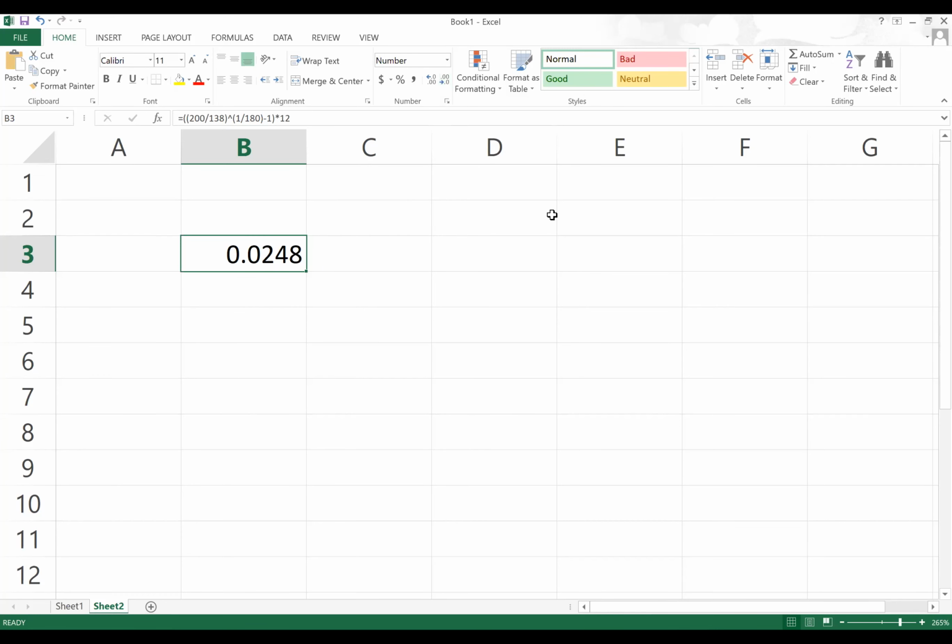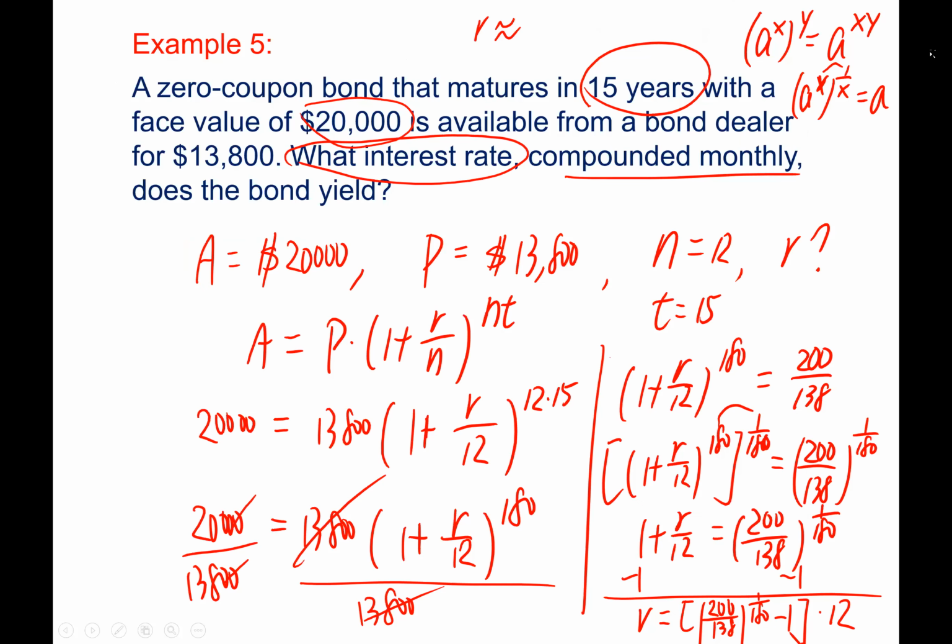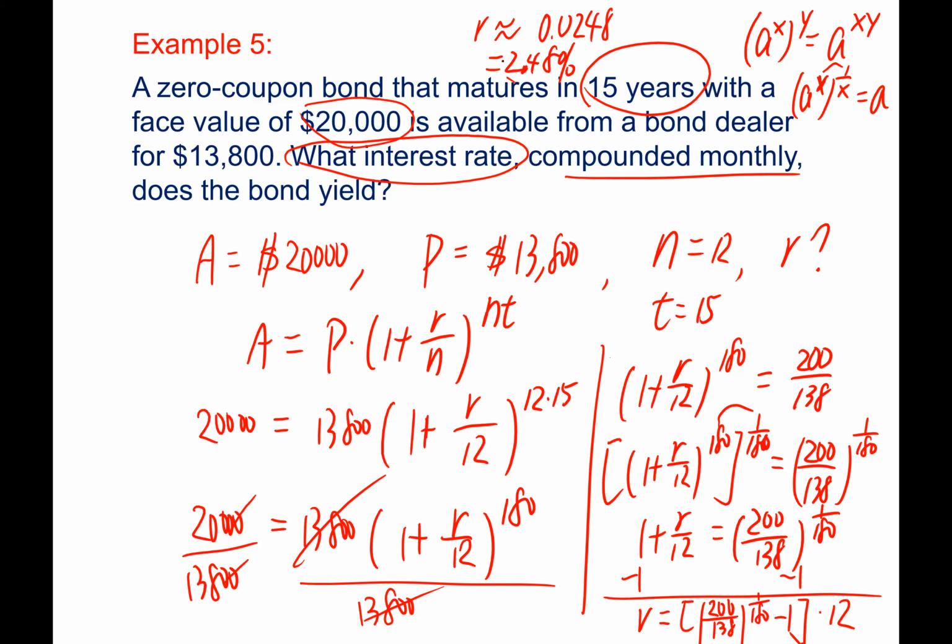And this turned out to be 0.0248. That means that the rate they are paying here is 0.0248, meaning that the rate is 2.48% in this case. And this is quite normal for a lot of bonds, right? It's a very reasonable return you expect from the Treasury bond, sometimes even lower than this.